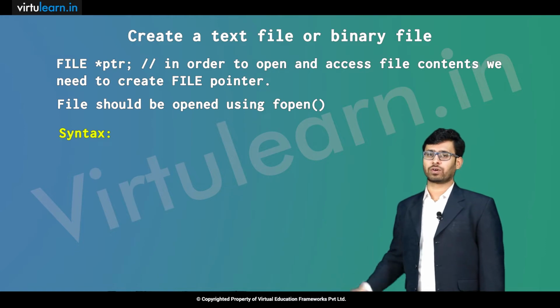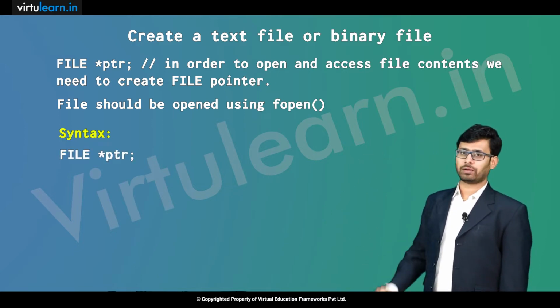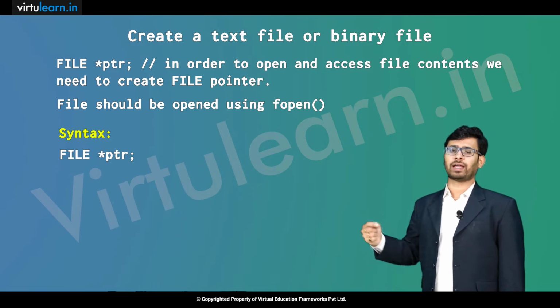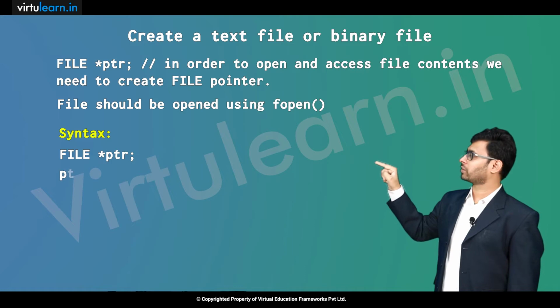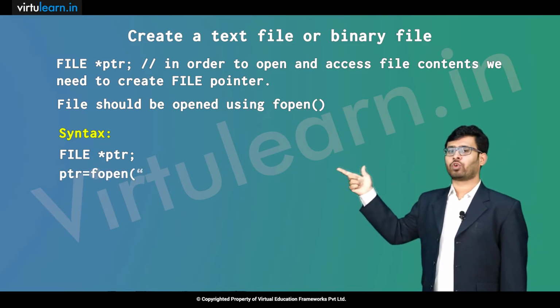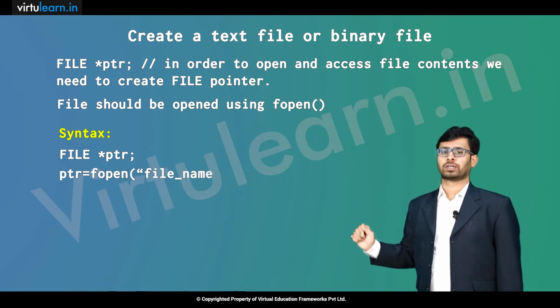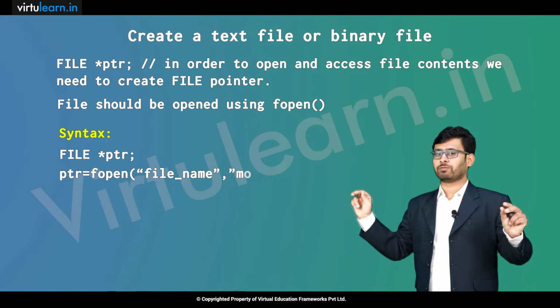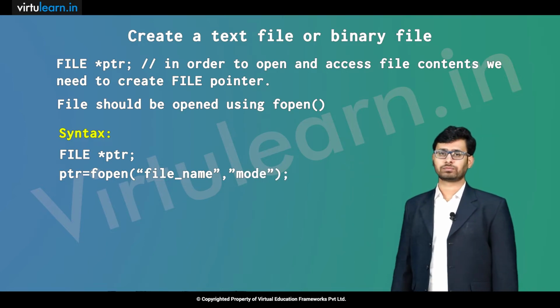The syntax is: to create the file pointer, FILE star ptr, and to open the file, ptr is equal to fopen of, give the file name you want to open within inverted commas, comma, and within inverted commas you need to specify the mode of the file.